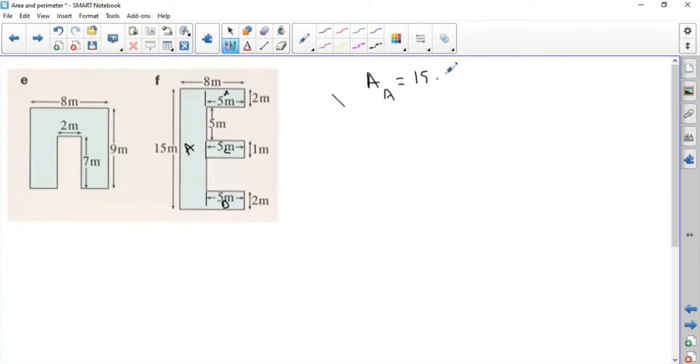Wait, one minute. I have to find this side. I know that this one is 5 and the opposite is 5, and the total is 8. So 3. It will be 15 times 3, which is 45 meters squared. Now I have to find the area of B.